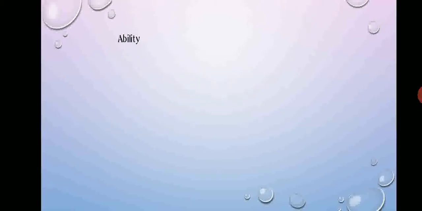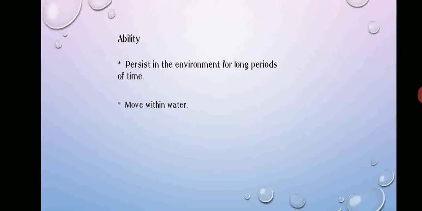In the 1970s and 1980s, the production of these chemicals was banned, but they can still be found in the ocean as well as the tissues of many marine animals. These chemicals have the ability to persist in the environment for long periods of time, move within water, and dissolve in the fatty tissues of living organisms.